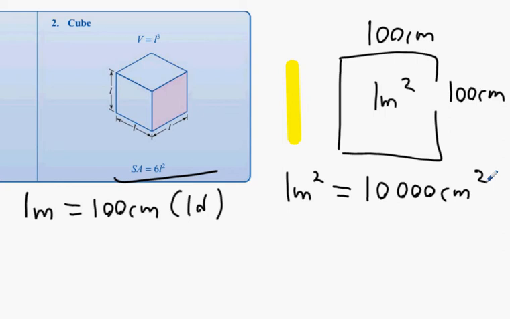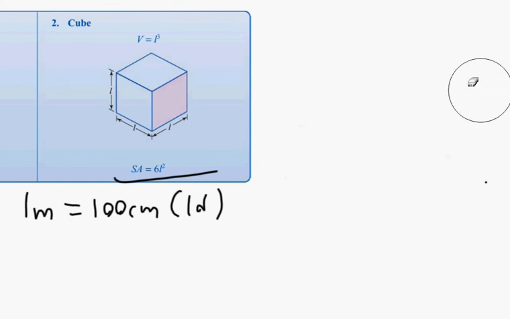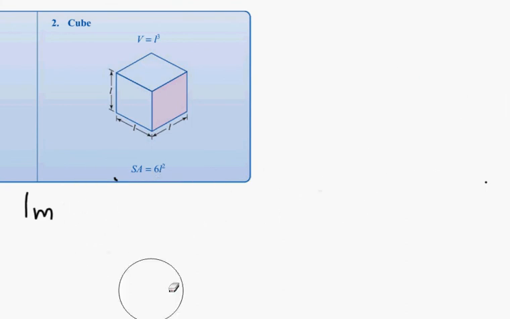Now, if you were to look at this one here, I might ask you guys, what's 1 meter cubed? 1 meter cubed in terms of centimeters cubed. Can anybody give me the answer to that? Or how to get it even? Close. How would you do it though? By 100 by 100 by 100.